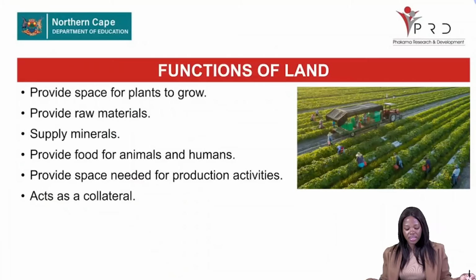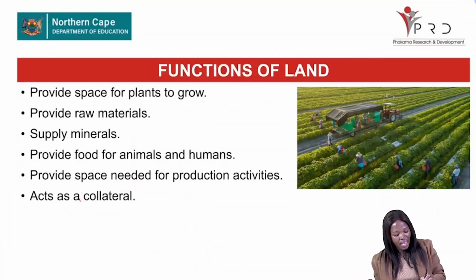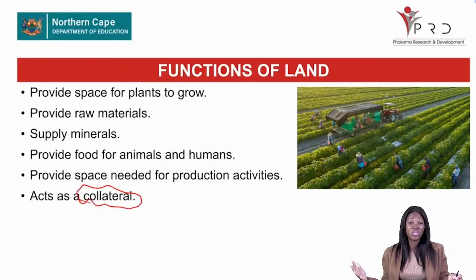It also provides space needed for agricultural activities, such as building factories where these agricultural products can be processed, moving from primary products to secondary products. And the last one, the very same land acts as a collateral. And someone will ask, why does land act as a collateral? Land can be used to obtain a loan from the bank. That is why it acts as a collateral. So these are the functions of land. These are the importance of land as a production factor.